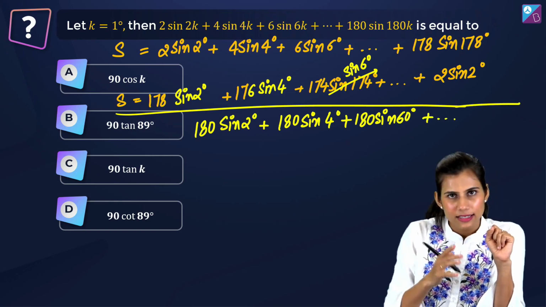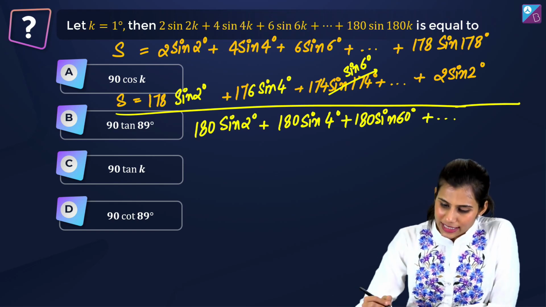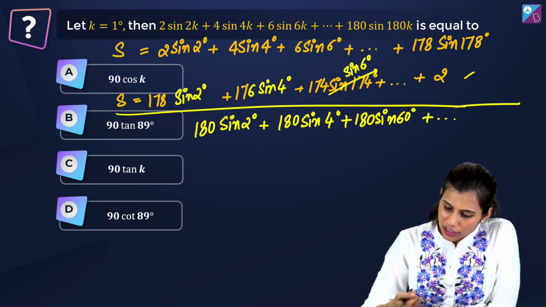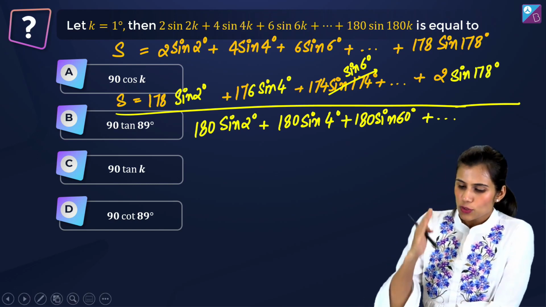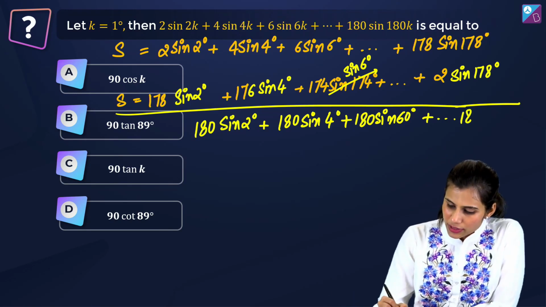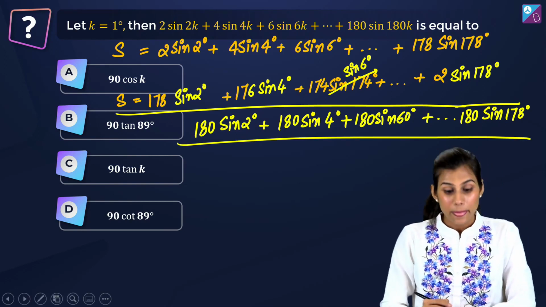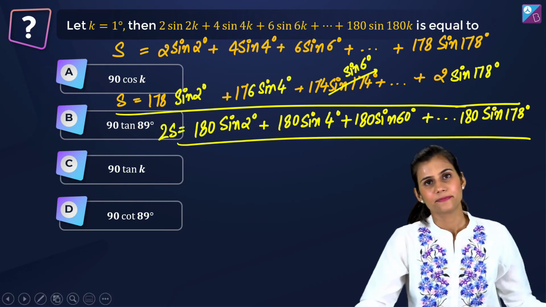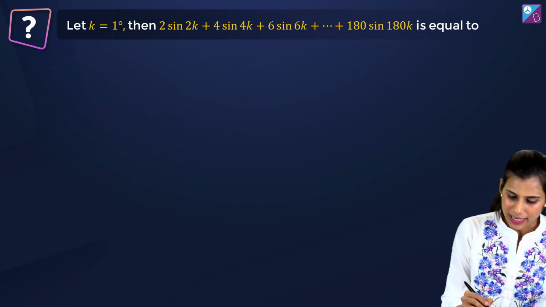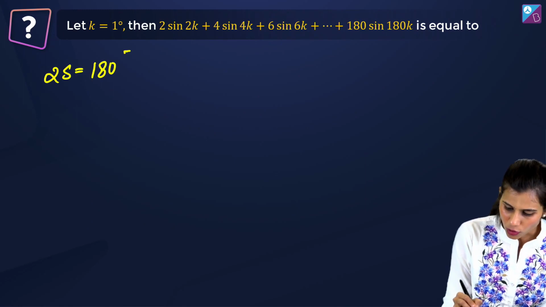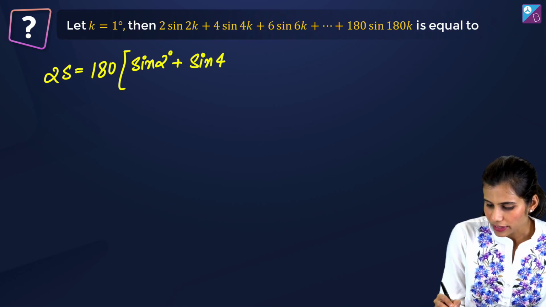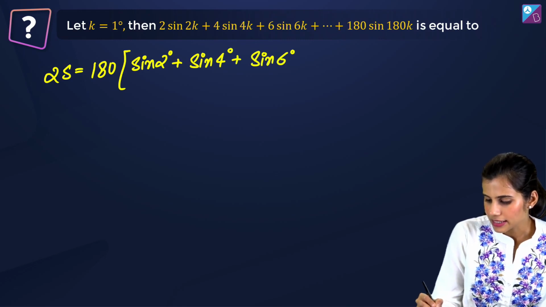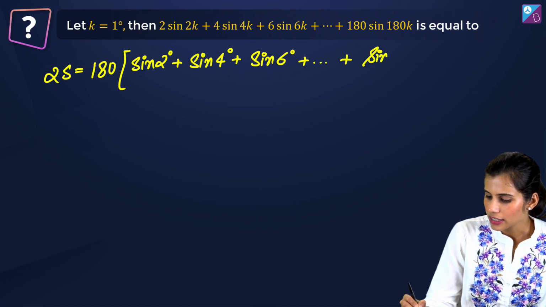And in the end, continuing with the same observation, you get sine 2 degrees to be exactly the same as sine 178 degrees. So 178 plus 2 gives you 180. So you are going to get 180 times sine of 178 degrees. This is the value of 2S. So what is 2S coming out to be? 180 common, you have sine 2 degrees plus sine 4 degrees plus sine 6 degrees plus and so on, sine 178 degrees.